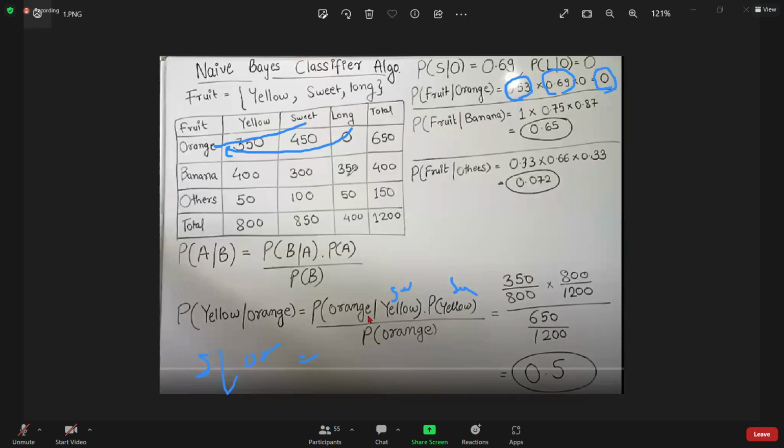Now the next one, this part is clear. Now let's compute this one with respect to banana. To compute fruit with respect to banana, I need to compute yellow with banana, sweet with banana, and long with banana, isn't it? Just give me one moment, guys.